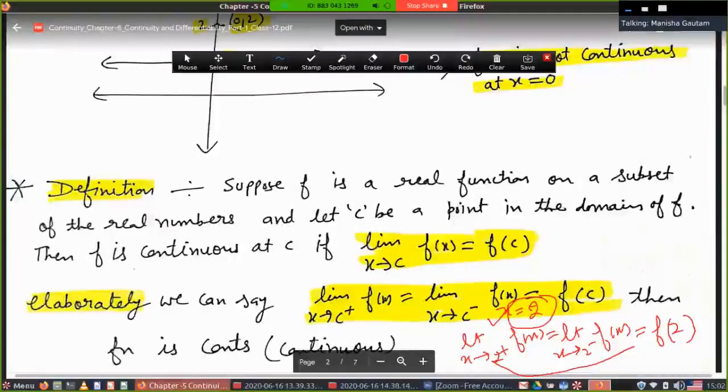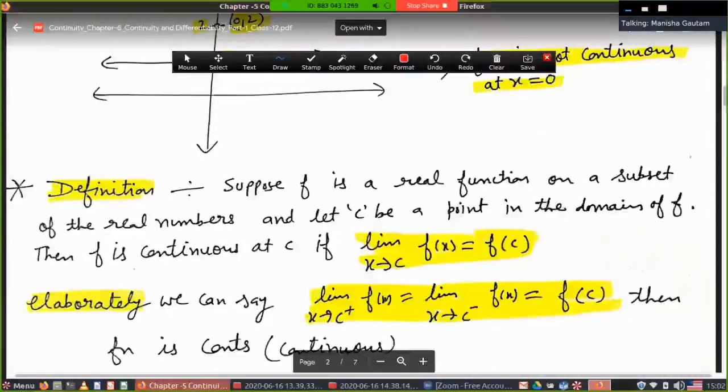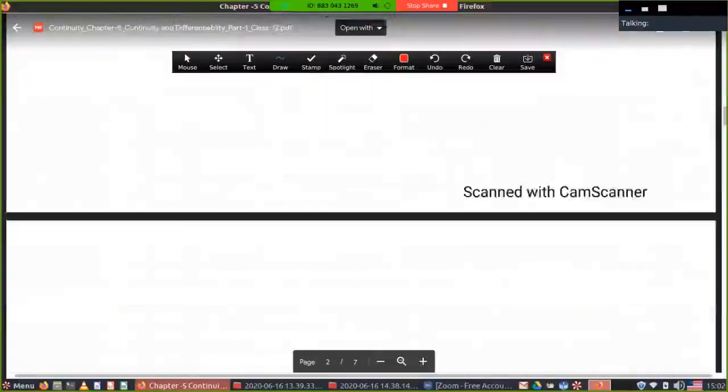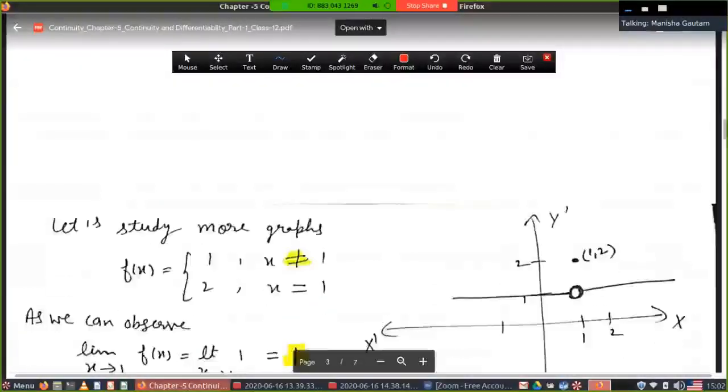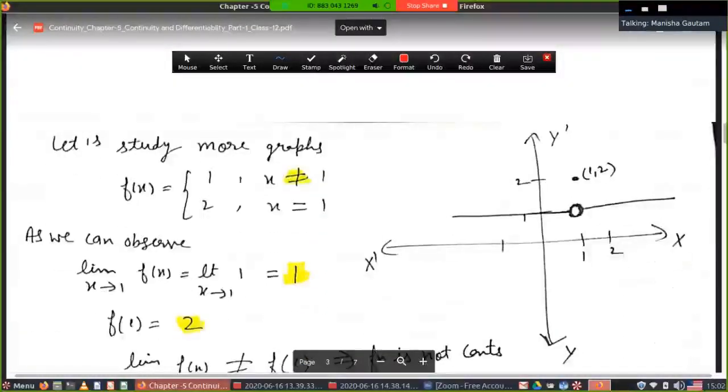Let's take the next example. Let us study more examples. If x is not equal to 1, then y will be equal to 1. If x is 1, then y is 2. I have framed the table here, and now I have plotted the values. According to the values, x is 0, then y is 1. X is minus 1, minus 2, minus 3, and so on, then again the value is always 1.